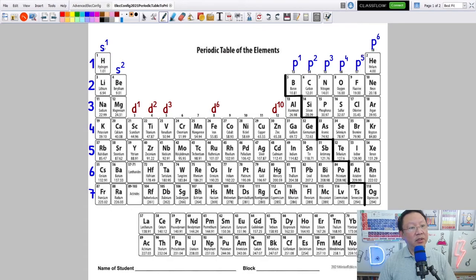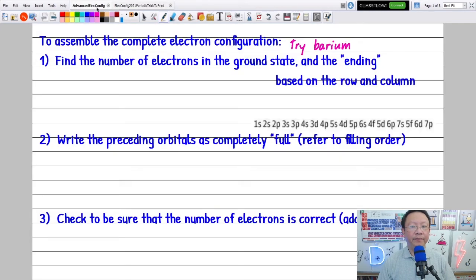The metals, for instance, are column S1 and column S2, and the columns on the right have been labeled from P1 to P6. So let's take a look at how this might help us to very quickly figure out the configuration of a particular element. Let's try barium. The first step is to find the number of electrons in the ground state and the ending based on the row and the column.